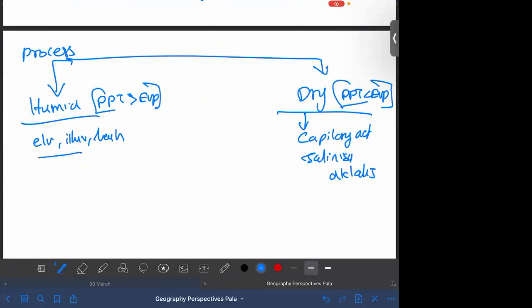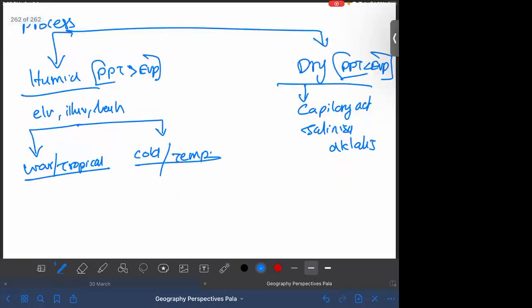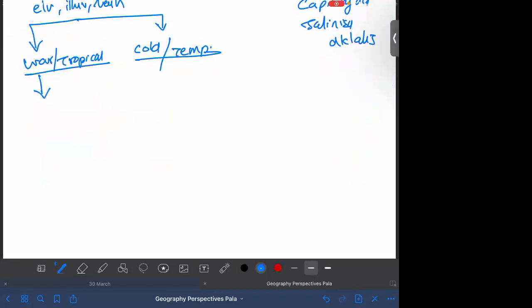Now then, in the humid climate itself, you have two kinds of humid climate: the warm tropical climate or the cold temperate climate. In these two climates, the processes acting on the region vary. In the tropical region, there is a process of desilication, that is, silica is what is leached. In the cold temperate region, it is also known as latosolization.